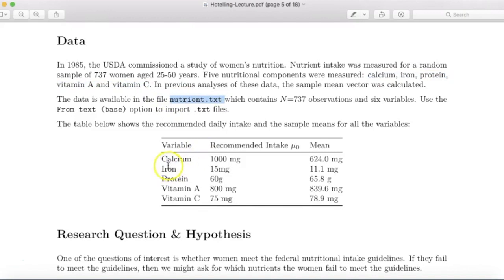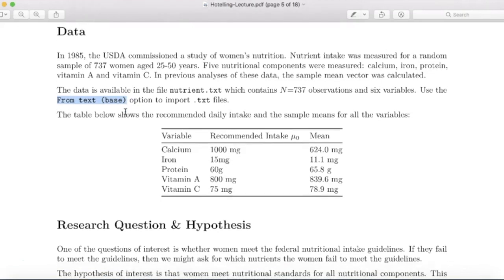I think it has the ID and then the 5 nutritional components that we're interested in. So whenever I give you a text file, make sure you use the from text option or it's not going to import correctly.